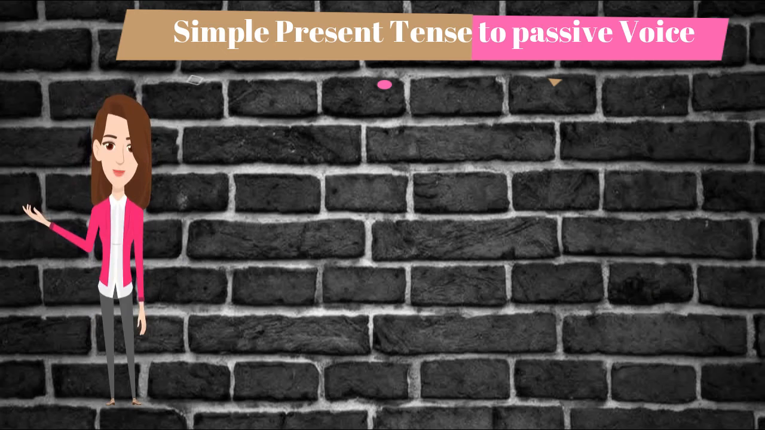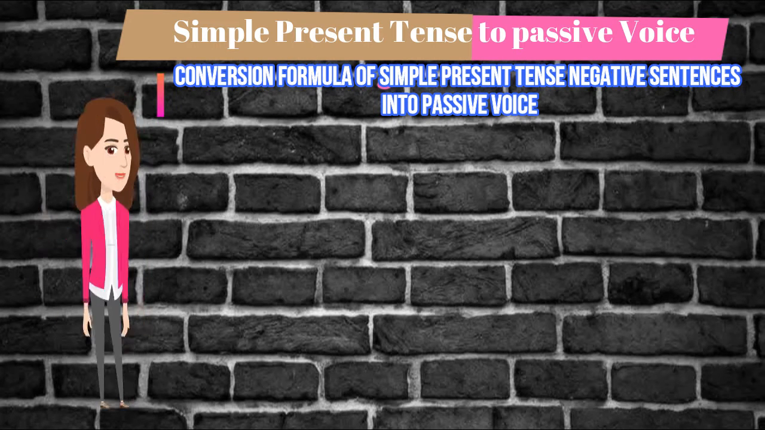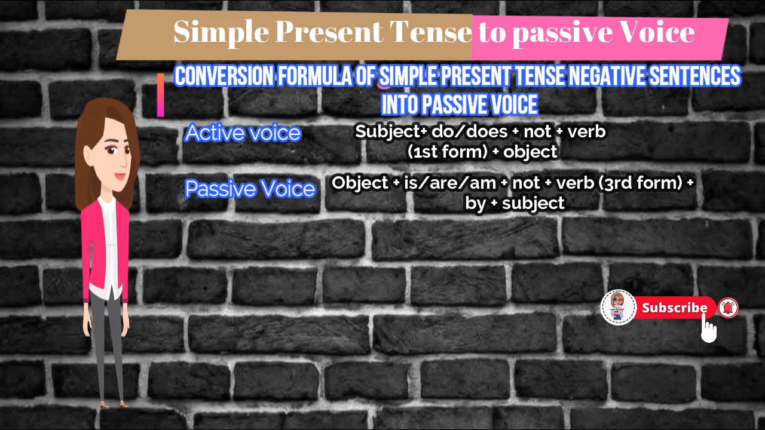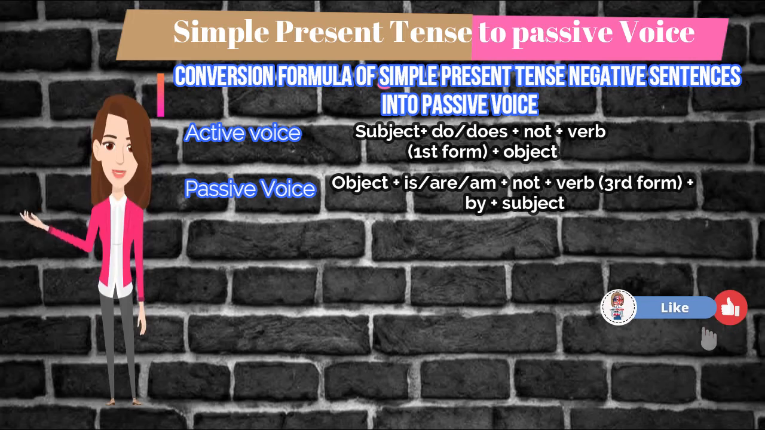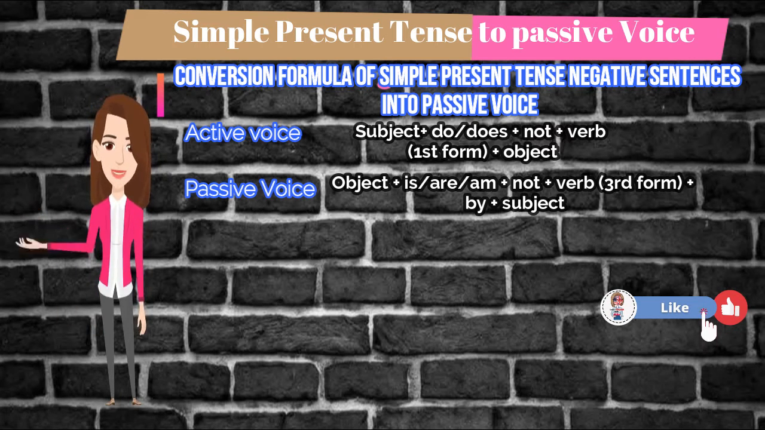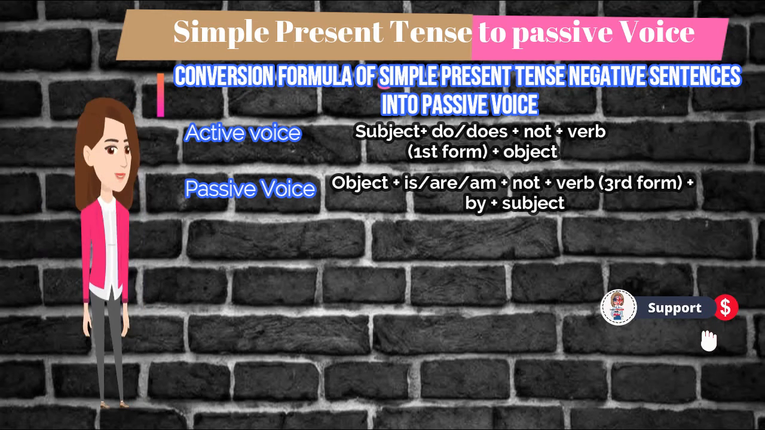Now let me explain the conversion formula of simple present tense negative sentences into passive voice. For converting negative sentences into passive voice, first convert the negative sentence to a positive sentence. In second step, simply change it into a passive sentence. In the final step, convert the changed sentence into negative by adding not right after the helping verb.